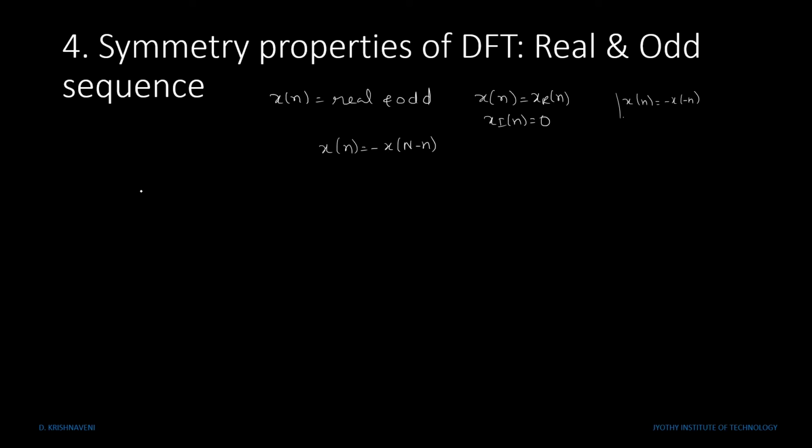So xr of k will be 0, and xi of k will be equal to minus summation n equal to 0 to n minus 1 x of n sine 2 pi n k by n.